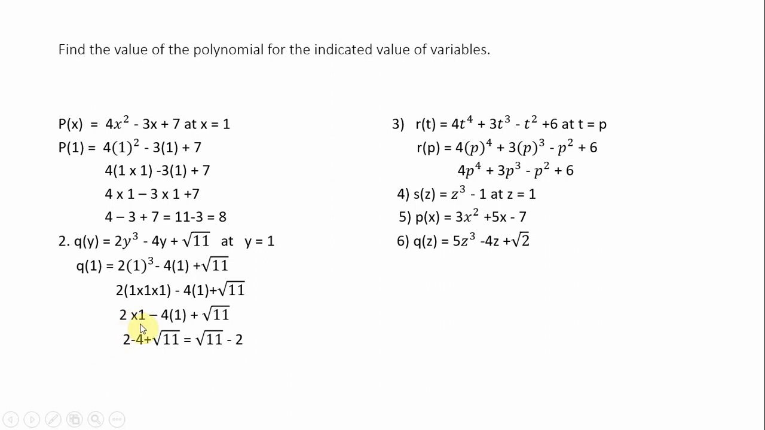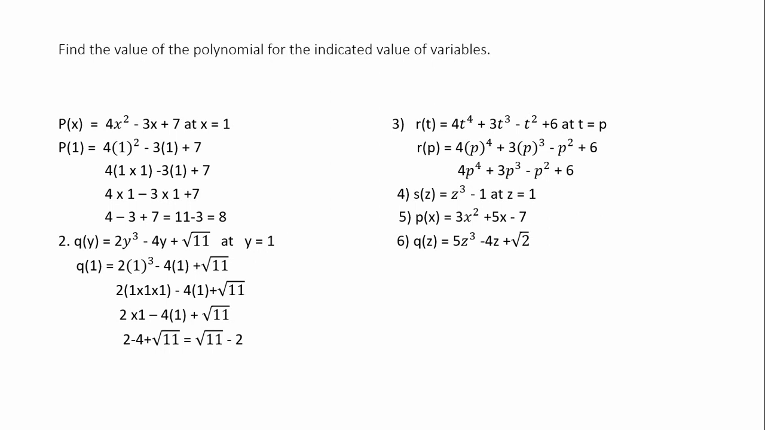So 2 into 1 minus 4 into 1 plus root 11. 2 ones are 2, minus 4, plus root 11. 2 minus 4 is equal to minus 2. So here I have written it as root 11 minus 2. Since we generally start the answer with a positive number, I have written it as root 11 minus 2. If you want, you can write it as minus 2 plus root 11 also.